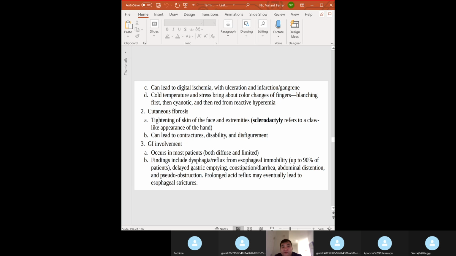Don't forget that if you give VDRL testing and RPR to someone who has antiphospholipid antibody syndrome, it can become positive. It's a false positive test. Why? Because the APA antibodies react to cardiolipin. What can we see? In scleroderma, in cutaneous fibrosis, you can see sclerodactyly and some GI involvement.